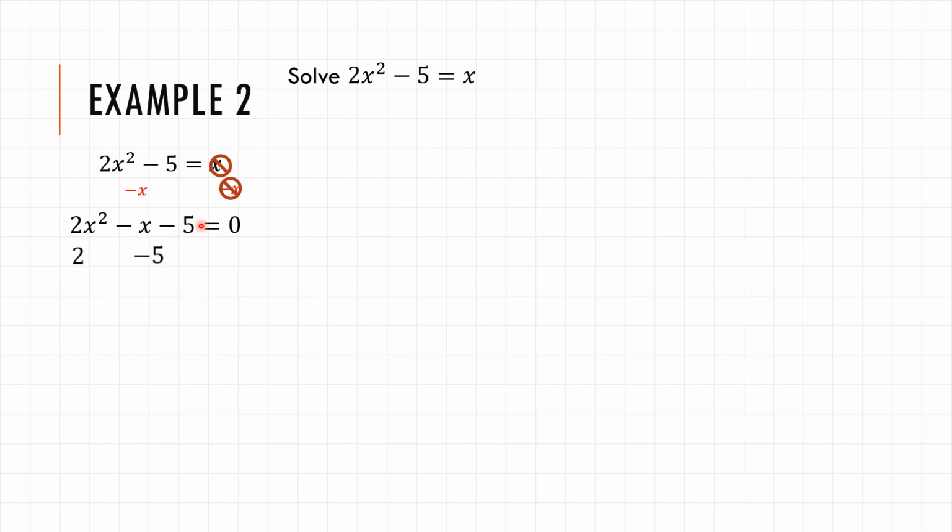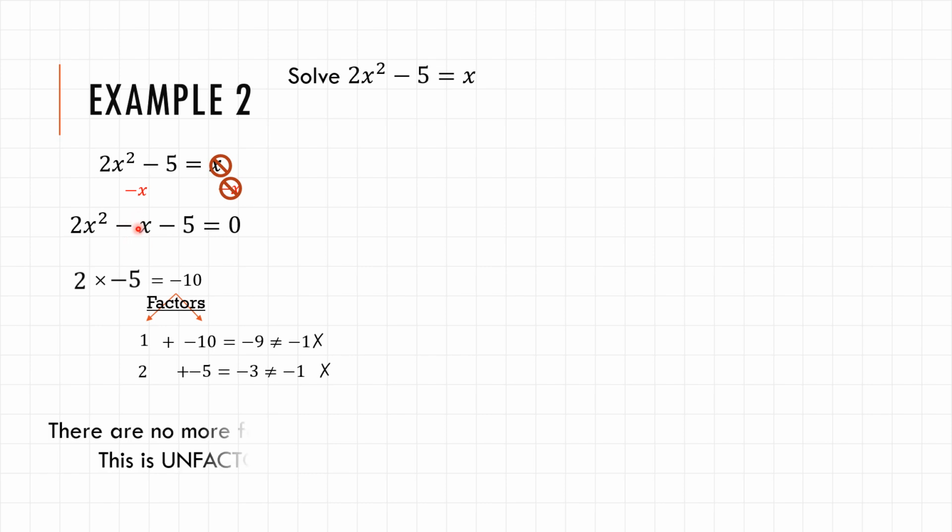Let's see if we can solve this by factoring before I try to pull out the quadratic formula. So 2 times -5 is -10. The factors of -10 are 1 times -10. Note that doesn't give us -1. That gives us -9. 2 times -5, 2 plus -5 gives us -3. We were looking for -1. And there are no more factors to test. I could switch the negative to these sides, but I'll still get 9 and 3. And I was looking for -1. That would tell me that this quadratic is not factorable.